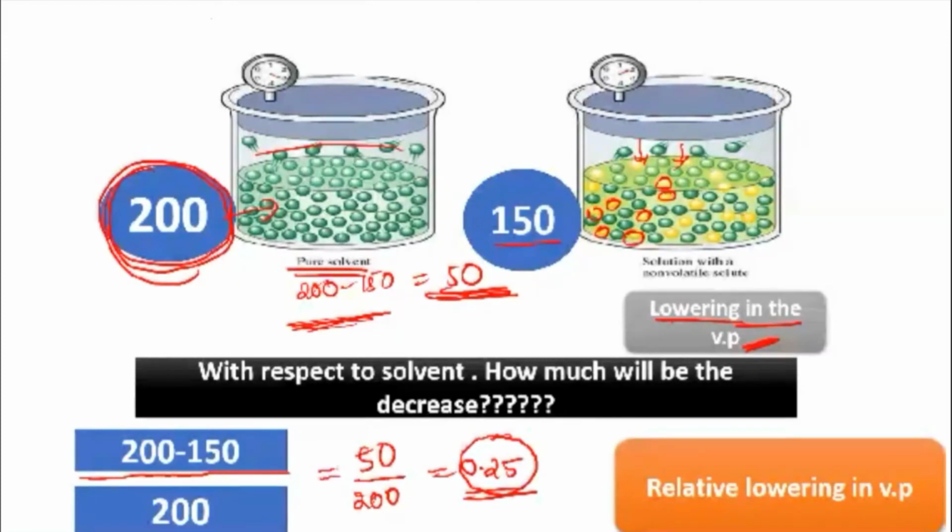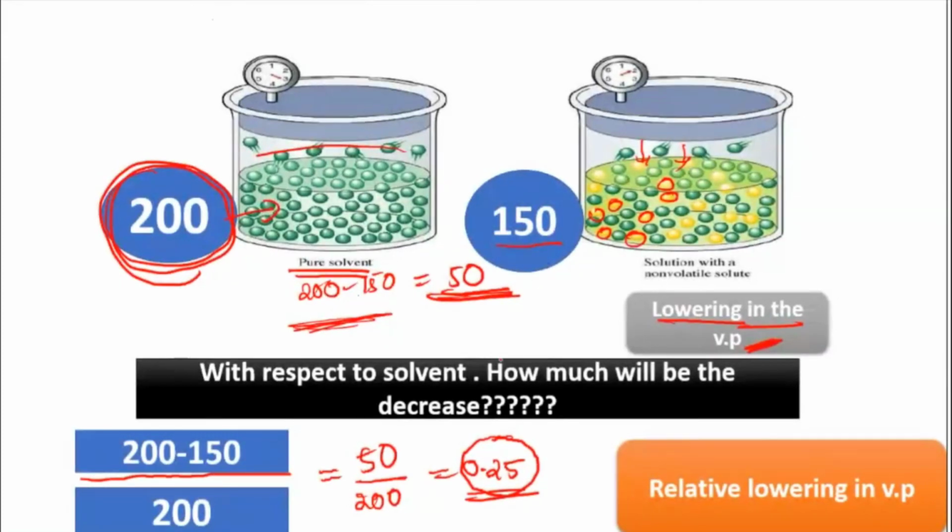Did you understand whatever I said now? What do you mean by lowering of vapor pressure and what do you mean by relative lowering of vapor pressure? I have explained it with an example. Later we have to derive it using general terms. If you want, I will repeat once again.